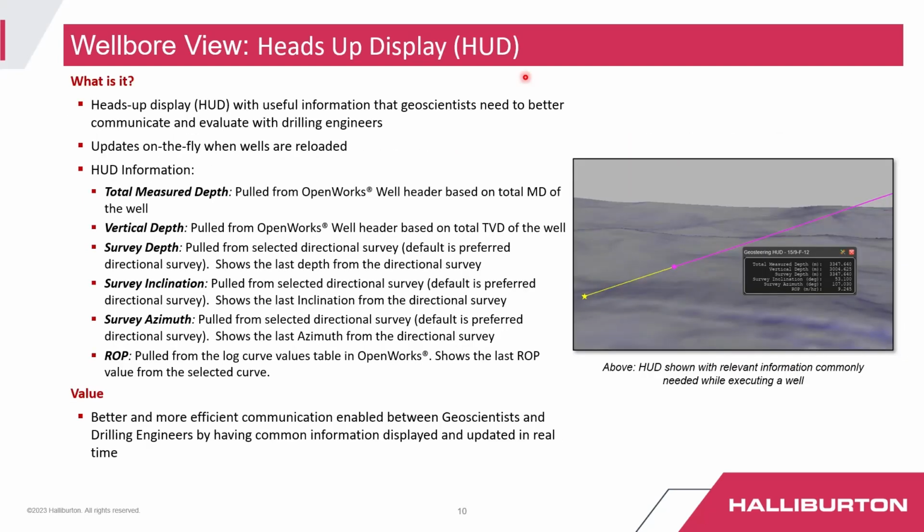Next, let's look at the heads-up display. The heads-up display allows you to display a simple pop-up of information that is useful to communicate between geoscientists and drilling engineers. The idea here is to have a simple pop-up that reads out information such as total measure depth, vertical depth, survey depth from the directional survey as well as inclination and azimuth, and some engineering parameters such as ROP. As with most things in the wellbore view, this is designed to be updated on the fly as you add more information. This means you can always have the latest information at your fingertips to help with that communication between drilling engineers and well execution teams.